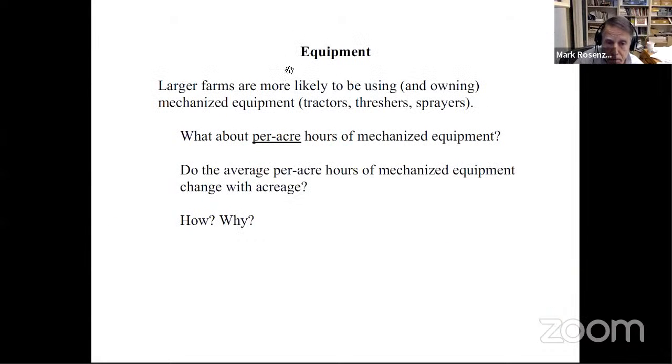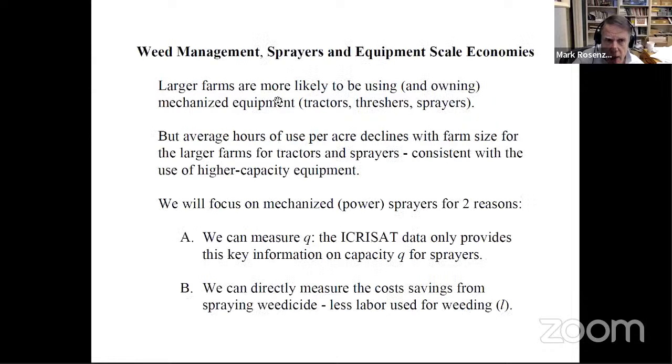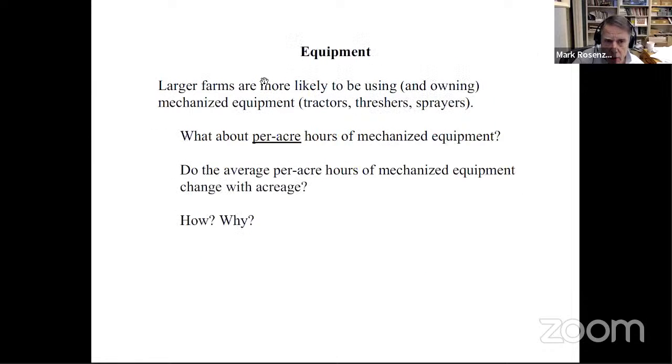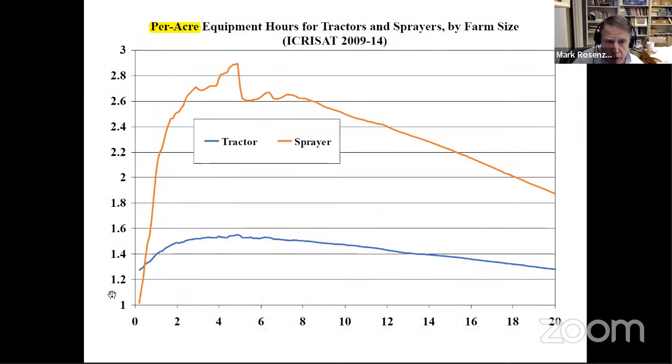Okay. So what about equipment? Well, what we see in the data is that, I'll show you this. When we look at sprayers, as farm sizes increase from the smallest scales, they're more likely to use the equipment per hour. It's increasing, but at the larger scales, equipment hourly per acre goes down. The same for tractors. Okay.